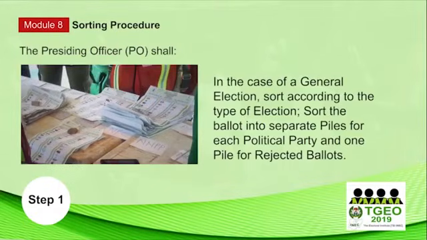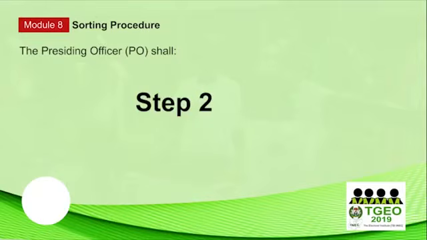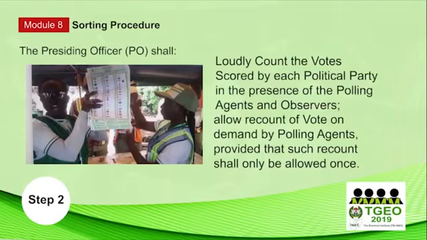In the case of a general election, sort according to the type of election. Sort the ballot into separate piles for each political party and one pile for rejected ballots. Step 2. Loudly count the votes scored by each party in the presence of the polling agents and observers. Allow recount of votes on demand by a polling agent provided that such recount shall only be allowed once.